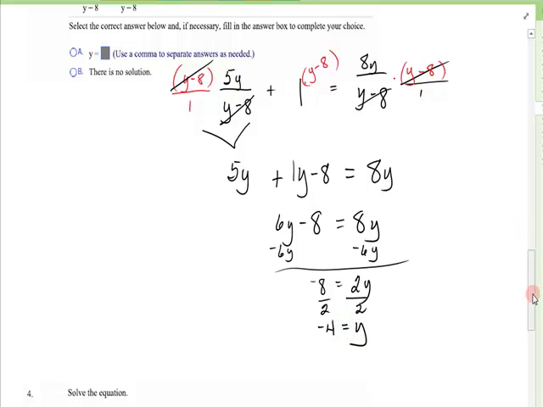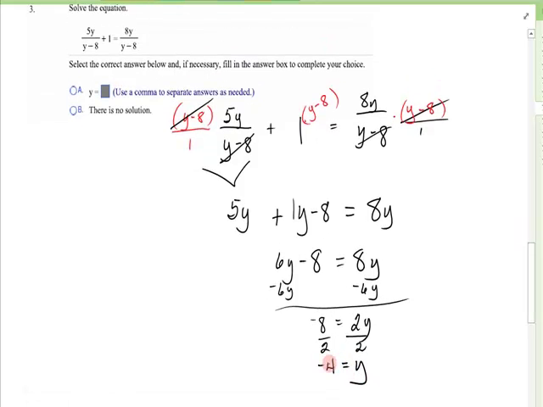We look back up at the original problem. If y is negative 4, does that denominator become 0? No. Well, that's the same denominator. So if y is negative 4, I'm not doing a full check. I am just checking to see if it violates the domain. The only number that would violate the domain in this would be 8. If y were 8, I'd have a problem, but it's not. So my answer is negative 4.